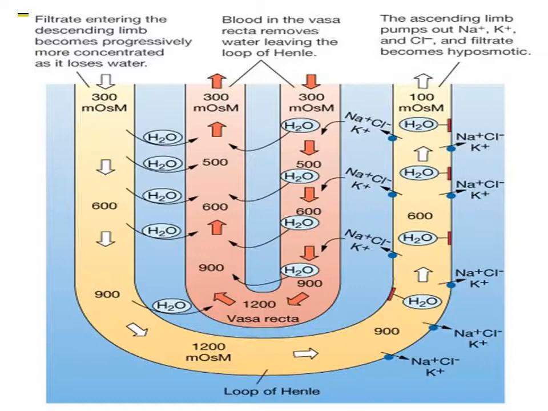Another view of the countercurrent exchange mechanism. In yellow is the loop of Henle. The ascending limb is pumping salt to make the gradient. The descending limb is allowing water to diffuse out according to the gradient. And the vasa recta is picking up the water flowing in an opposite direction so as to remove the water from the area.